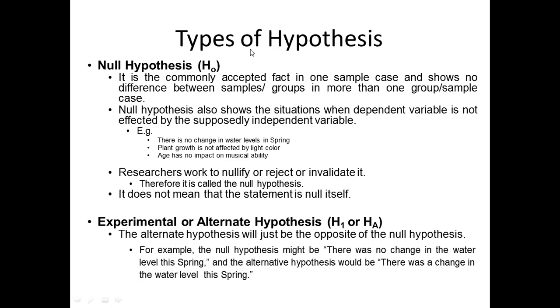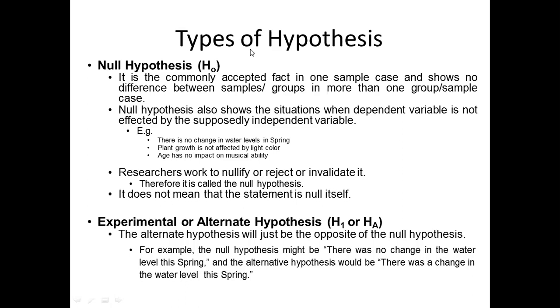Null hypothesis also shows the situations when the dependent variable is not affected by the supposedly independent variable, right? So if we have an IDV, that is an independent variable, and a DV, which is a dependent variable, then the null hypothesis would show that actually that IDV is not the IDV for the DV that we are talking about, or the dependent variable is not changed by the independent variable that we are talking about. Rather, it would be changing by some other factor or by some other independent variable.